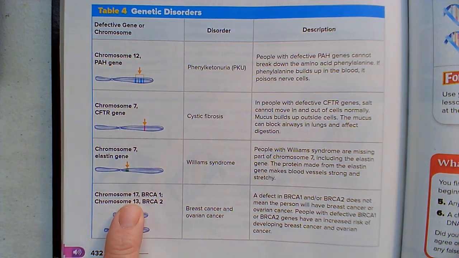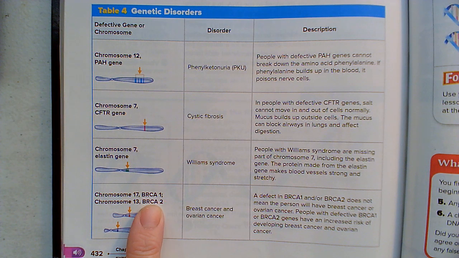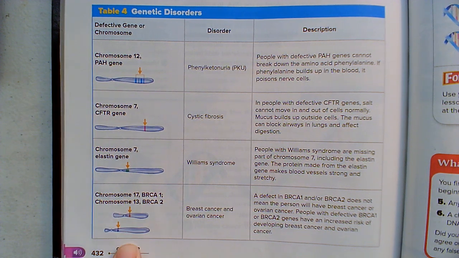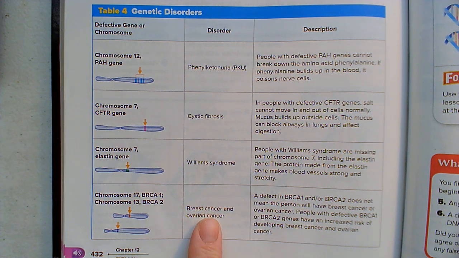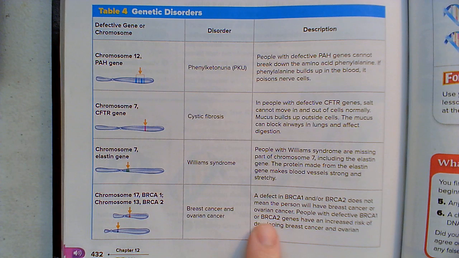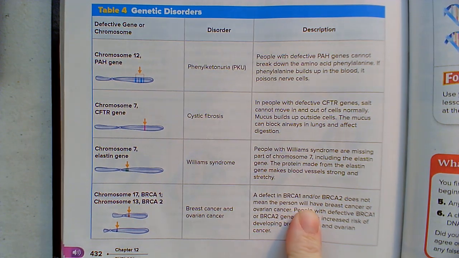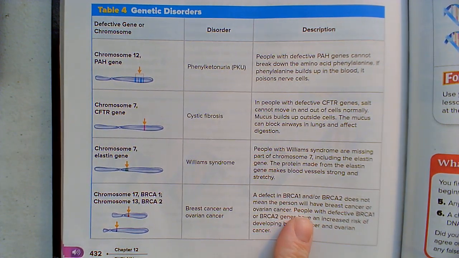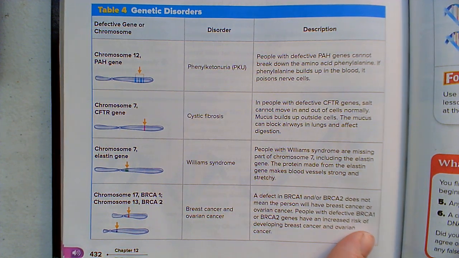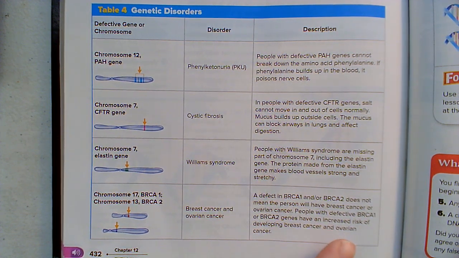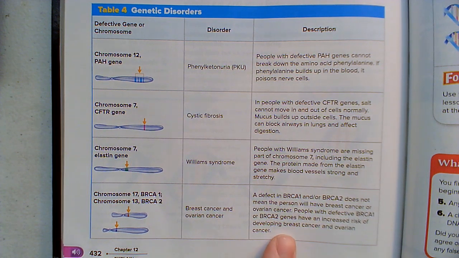And then chromosome 17 has a BRCA1 gene, and chromosome 13 has a BRCA2 gene. And these can cause types of cancers in women, breast cancer and ovarian cancer. So a defect in the BRCA1 and the BRCA2 does not mean that the person will have breast cancer or ovarian cancer, but people with defective BRCA1 and 2 genes have an increased risk of developing breast cancer and ovarian cancer.